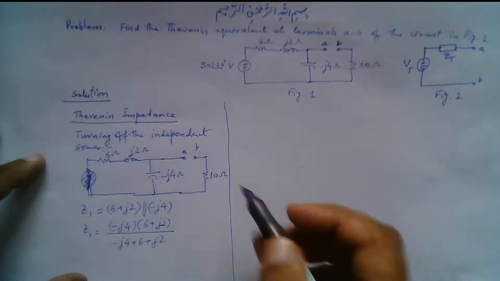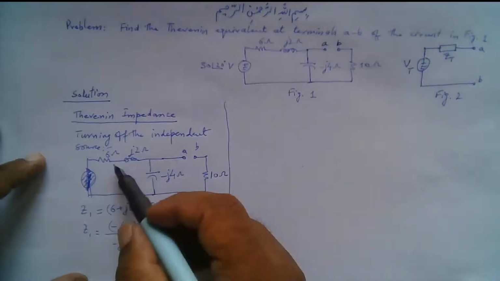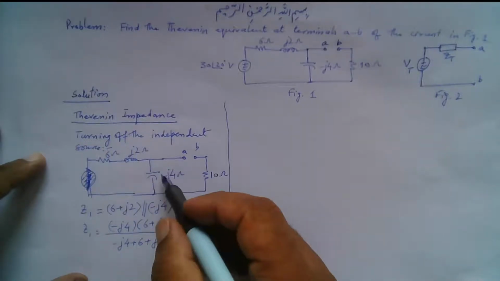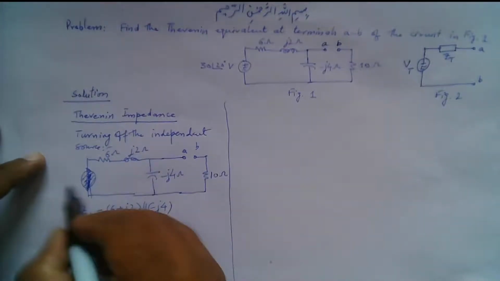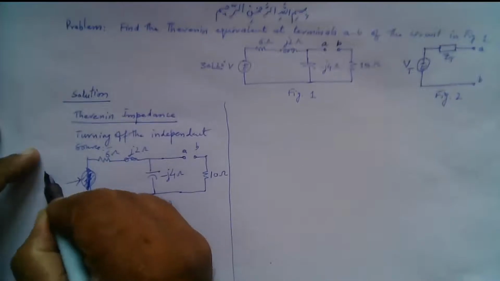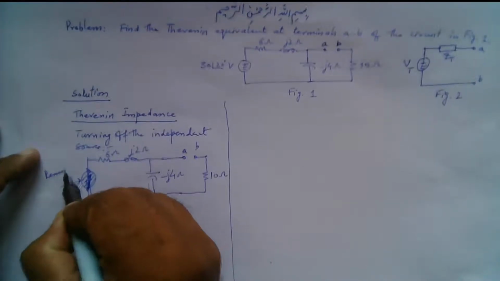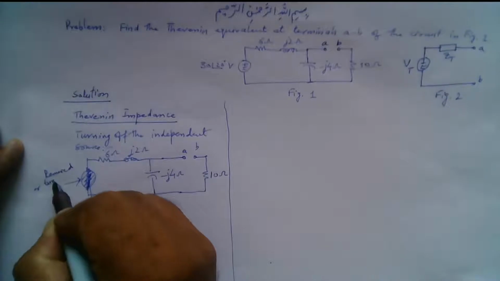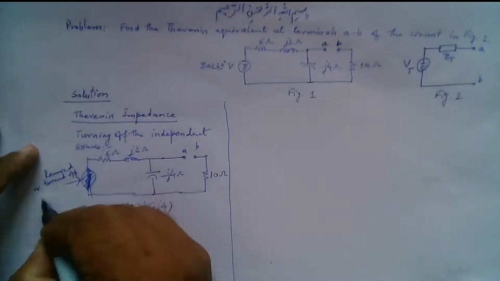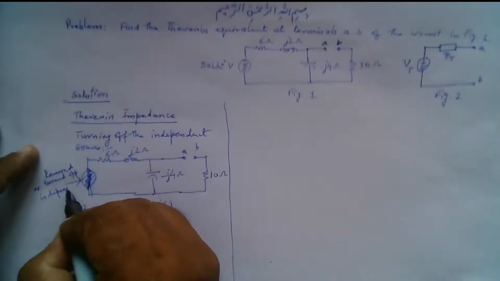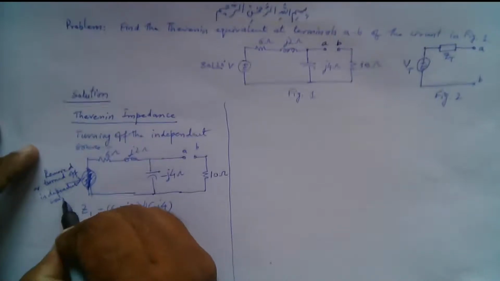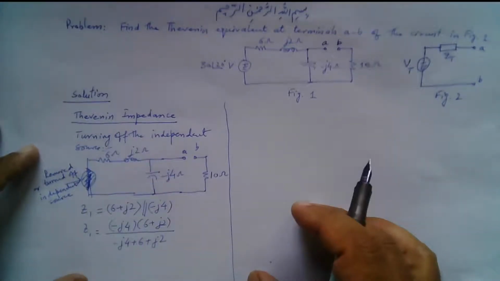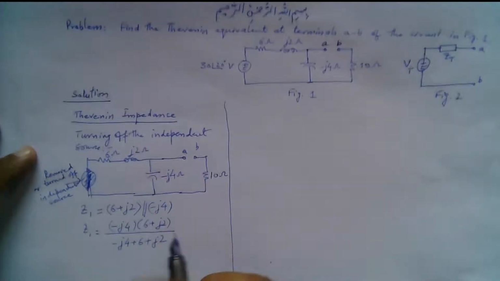So the impedance 6 plus J2 is in parallel with this impedance minus J4, and we have removed this source. We removed or turned off the independent source, right? So we need to find this impedance, the parallel impedance, the equivalent impedance of this parallel combination, right?